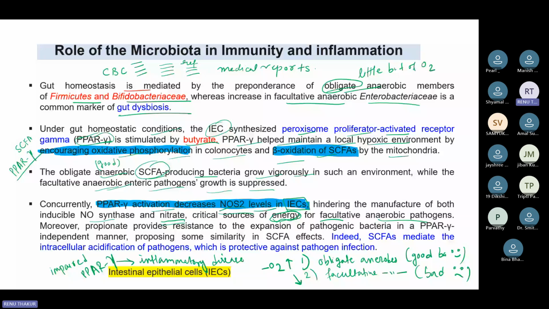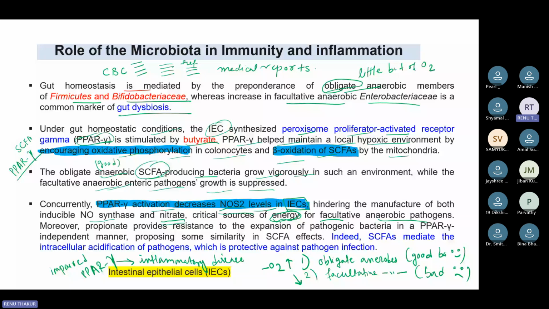So this is the thing. You also have to read about PPAR gamma. PPAR gamma is a transcription factor. What will a transcription factor do? A transcription factor binds to a specific gene sequence, that is a DNA sequence, and then it will start exerting its effect. So this is the thing.